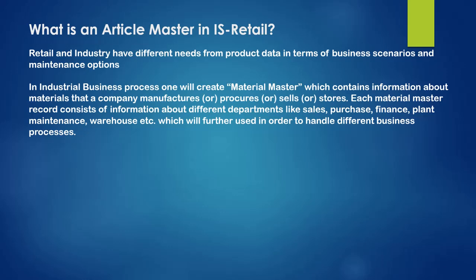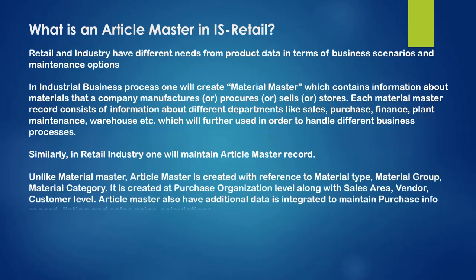Each material master record consists of information about different departments like sales, purchase, finance, plant maintenance, warehouse, etc., which will be further used in order to handle different business processes. Similarly, in the retail industry as well, one will maintain an article master record. Unlike material master, article master is created with reference to material type, material group, and material or article category.